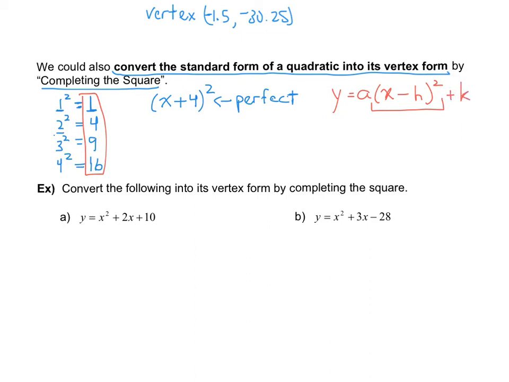Now, if I actually square my binomial here, my x plus 4, if I square that, I know that I would have x plus 4 times x plus 4. I'm going to be nice and write this out twice.